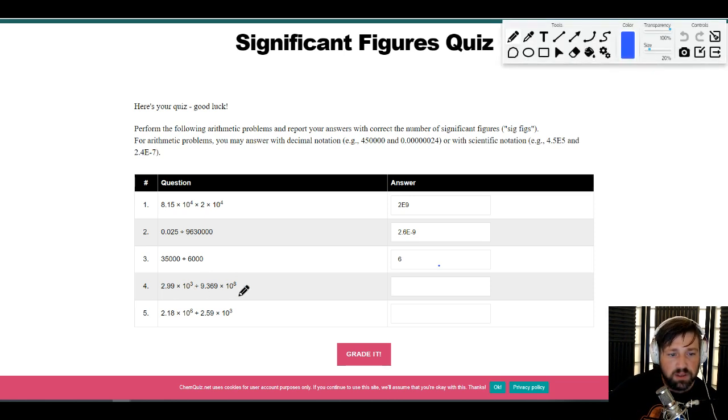Same idea here. These are both scientific notations, so it's easy enough. 3, 4, we're going to be using 3 sig figs for our answer.